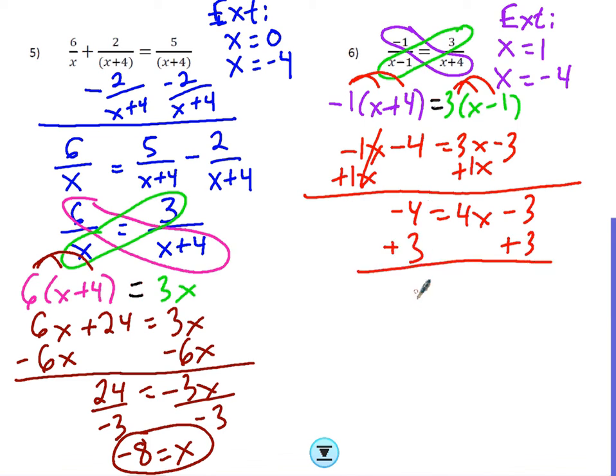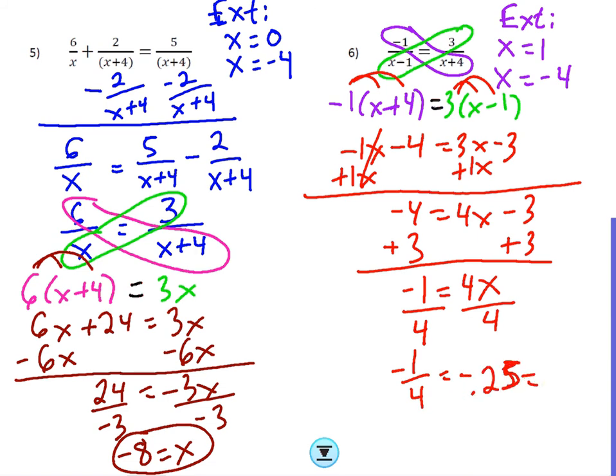Negative 4 plus 3 is negative 1. So negative 1 is 4x, and then to solve for x, we divide both sides by 4. So we get negative 1/4, or as a decimal, negative 0.25 equals x. And then we look to see, is negative 1/4 either of our potential extraneous solutions? And it's not. So this is a real solution to this rational equation.